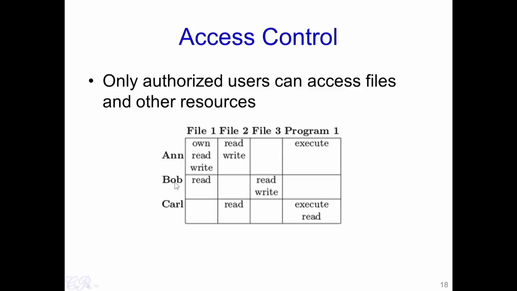In a similar way, Bob, another user of the system, can only read file 1, he cannot write to file 1, but he can read as well as write to file 3. And based on permission set in the operating system, Bob does not have the access to program 1, that is he cannot execute the program 1. Similarly, the third user Carl cannot have access, either read or write access to file 1 and file 3 and can have only access to file 2. However, Carl can execute program 1 as well as can read program 1.